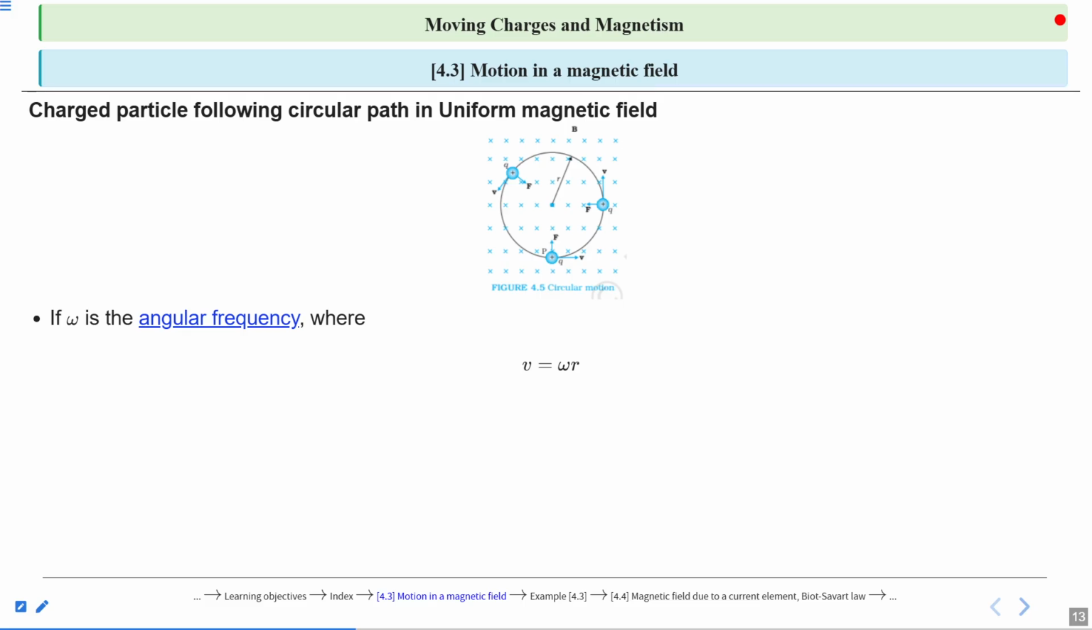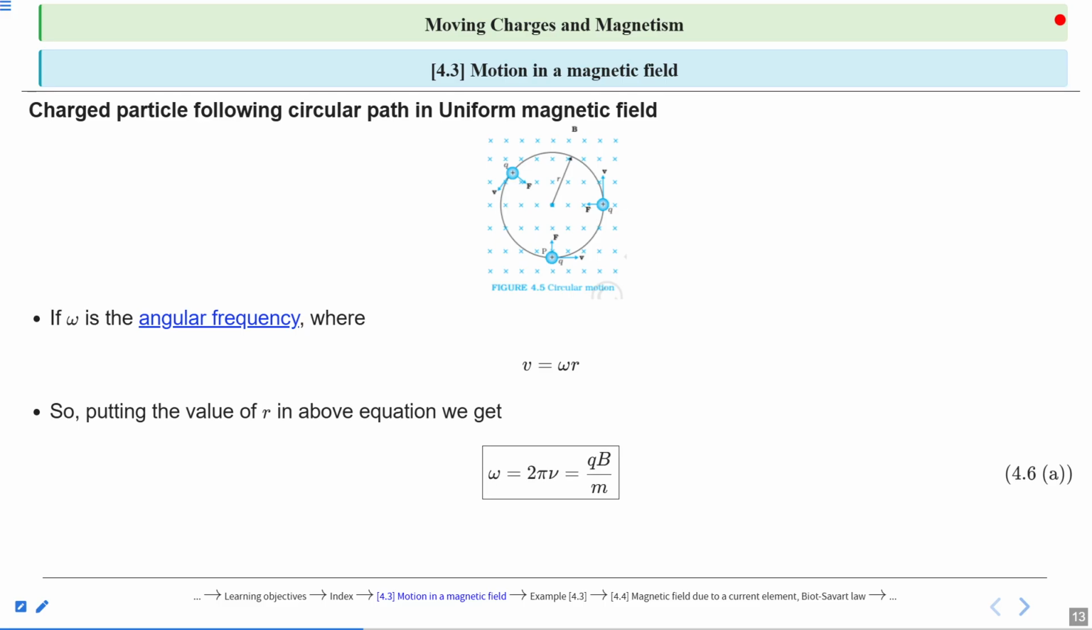These expressions or formulae you have seen in circular motion in 11th class. So v equal to omega r. Putting the value of r in the above equation, the expression of radius from equation 4.5, we are going to put here in v equal to omega r. So we will get omega equal to, also we know that omega is equal to 2 pi nu.